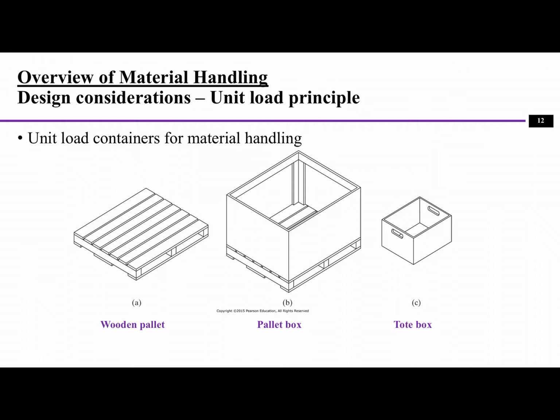And so unit load containers can be a pallet. We have seen it a lot in our lives. Also a pallet box, which is actually a box built on top of a pallet, or a tote box. It depends on the size, materials, and the shape of materials. You can also use a box. So when people are talking about how much material they actually handled, they can say, okay, we did several pallets, right? One pallet, as you know, includes a certain amount of material.